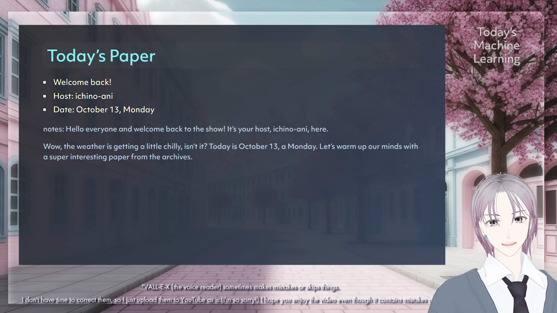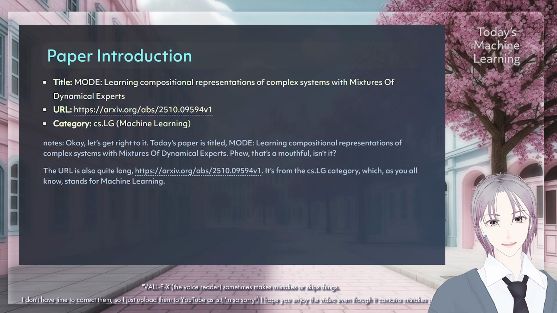The weather is getting a little chilly, isn't it? Today is October 13th, or Monday. Let's warm up our minds with a super interesting paper from the archives. Okay, let's get right to it.